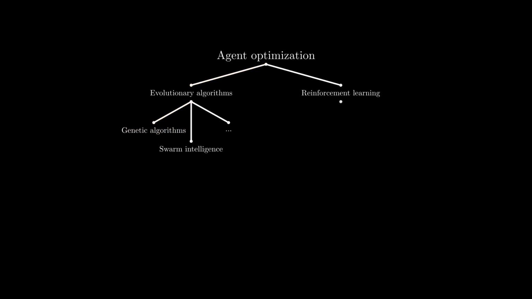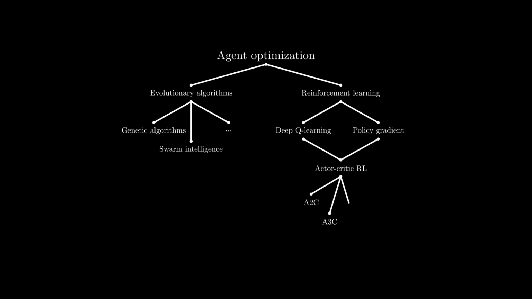Two viable options here are deep Q-learning and policy gradient. You can even combine the strengths of both methods and get actor-critic reinforcement learning, which in turn branches out into several different variants. But for this project, deep Q-learning is going to be sufficient. And to understand deep Q-learning, we're going to introduce neural networks.